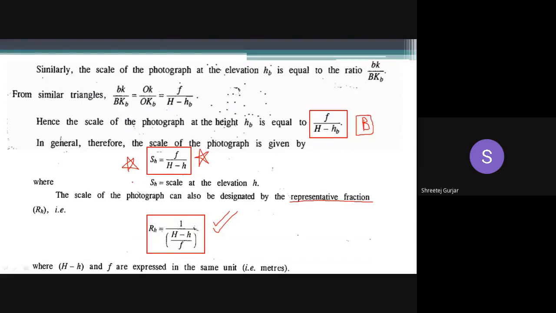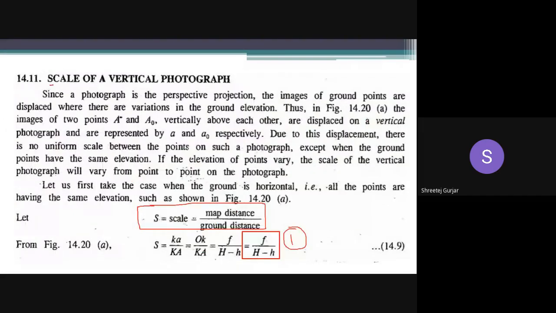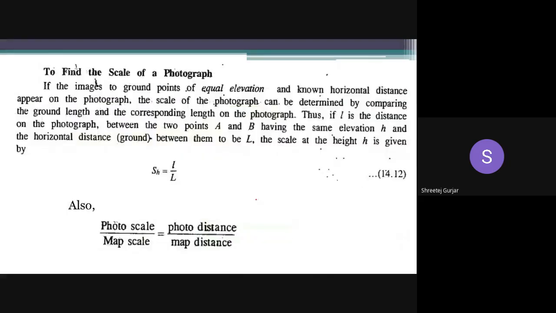Okay, so these derivations are very important. These three derivations that we have done, scale of a vertical photograph, is a very important question with respect to our exam. It is also very easy, right? Very easy and very important. So make sure you go through this in detail later on. You can read through this. Whatever I have explained is the same thing mentioned here in the statement. So you have to mention the statement, draw the figure, and then derive these particular equations. Okay, so moving on to the next thing.